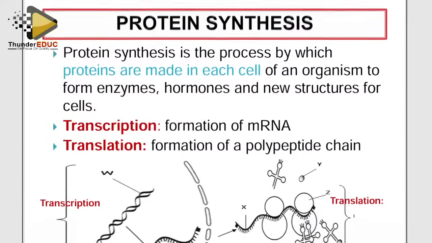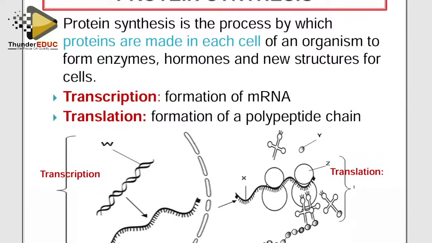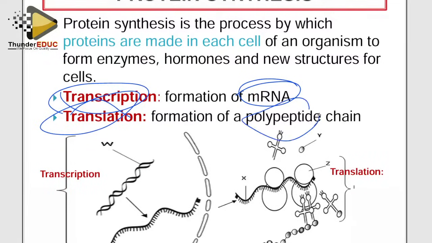Here is protein synthesis. What do you need to know about protein synthesis? You need to know how to label what is happening in transcription and what is happening in translation. Transcription means what? Formation of messenger RNA. They asked that question some time back and people were failing it. Translation means what? Formation of a polypeptide chain. Please don't confuse a polypeptide chain with a protein. A polypeptide chain means less than 50 amino acids. If it is above 50 amino acids, we call it a protein. Is it clear? Yes. So now let's label.